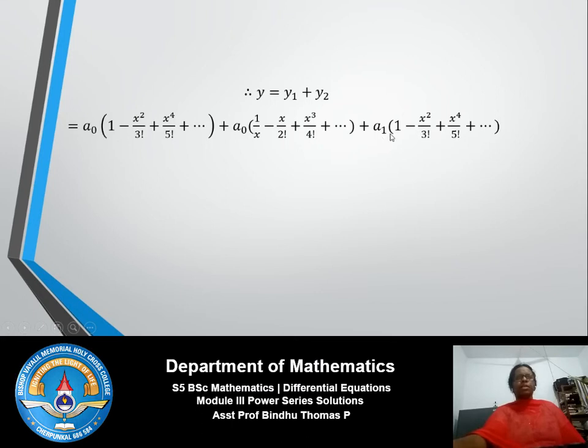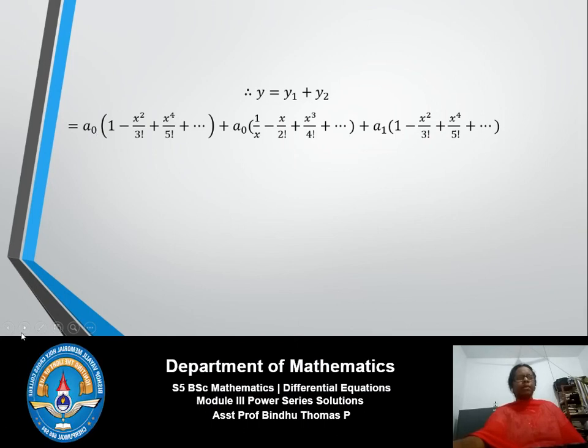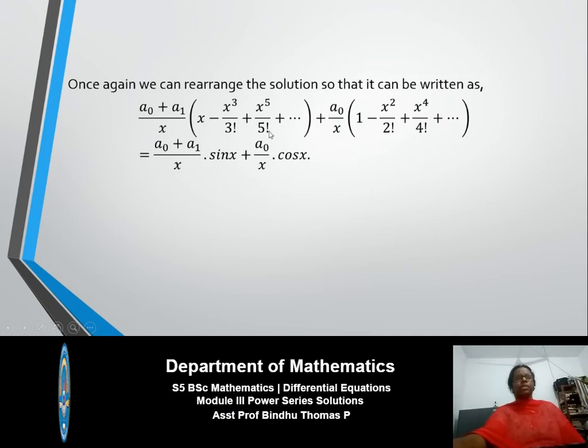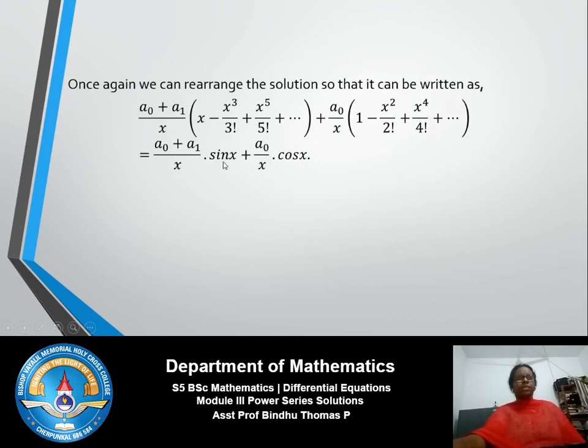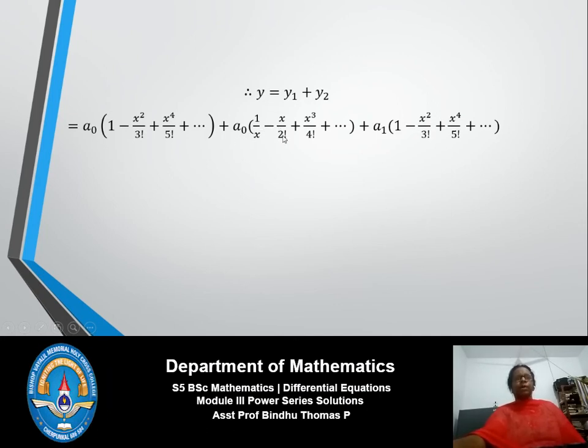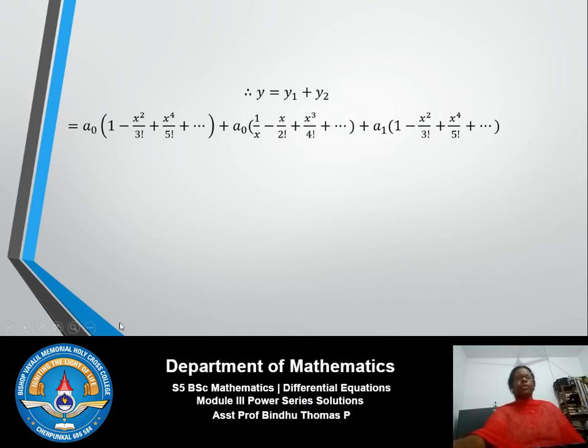By combining the first and last series, that is, the series is common for the first and last term. So a0 plus a1 into 1 minus x square by 3 factorial plus x raised to 4 by 5 factorial plus etc. We can take an x outside from the series. So we have a0 plus a1 divided by x into x minus x cube by 3 factorial plus x raised to 5 by 5 factorial plus etc. This series is sin x. Further, from this term, that's a0 into this series, taking an x outside in the denominator, we have 1 minus x square by 2 factorial plus x raised to 4 by 4 factorial plus etc.